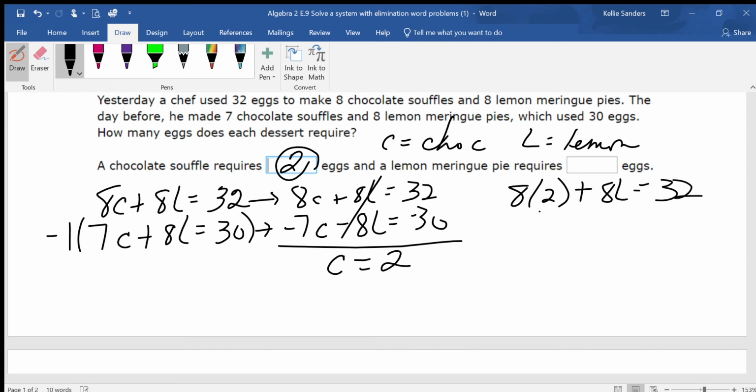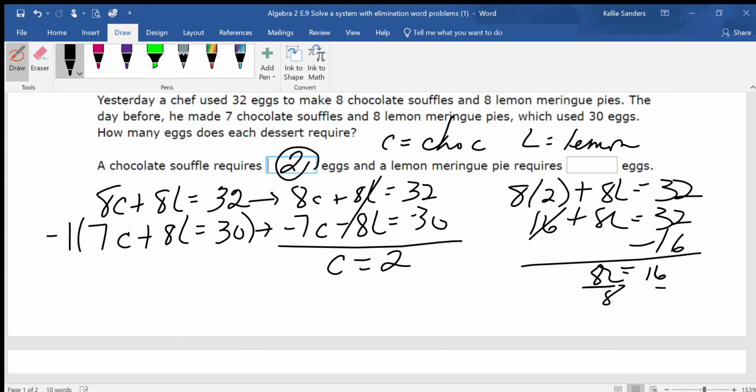Put 2 in for C in either equation at the beginning. Subtract the 16. Divide by 8. L equals 2 also. So 2 eggs for chocolate, 2 eggs for lemon.